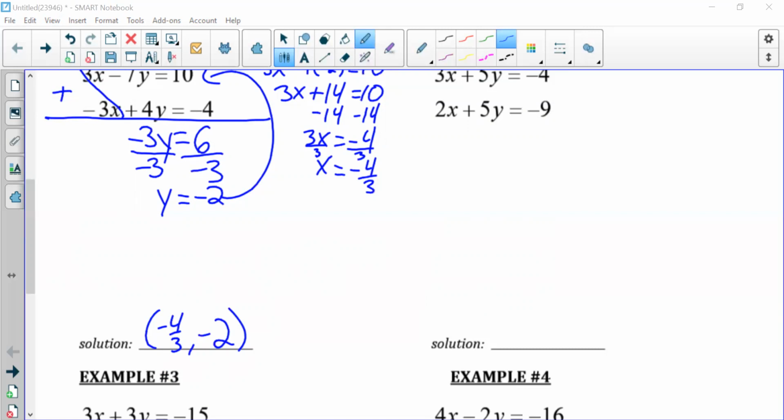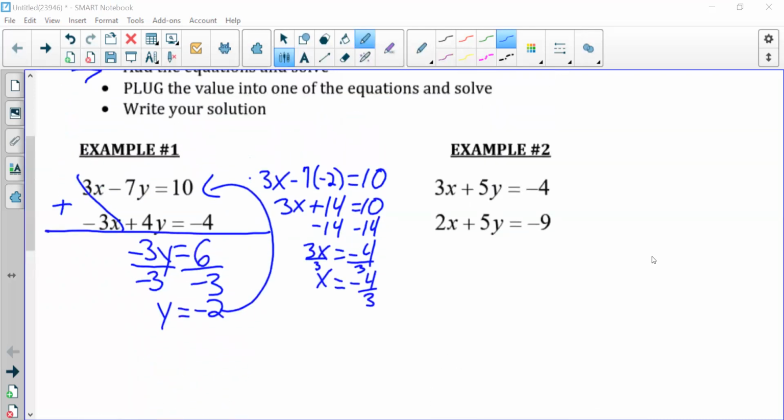All right, this is Algebra 2. It's not 8th grade math. All right, going back, let's look at example number 2.